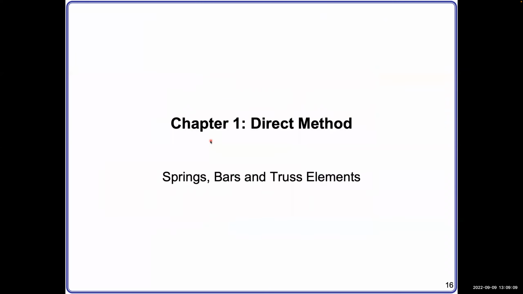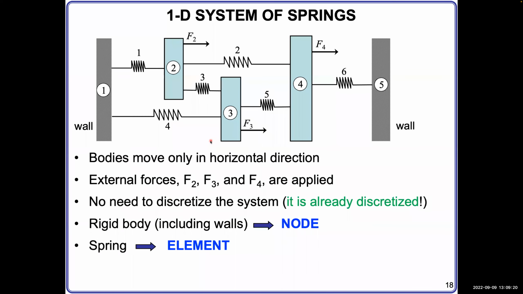Okay, so now let's get back to the very fundamental things, and we can start with the direct method. So what is the direct method? Let's start from a 1D system first. So here is a 1D system, consisting of springs and some objects and walls. You can see here, this one has 2 walls. This one has one wall. Can you see my laser pointer?